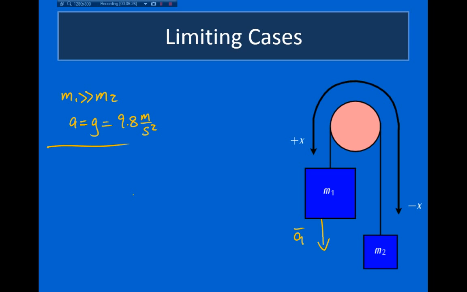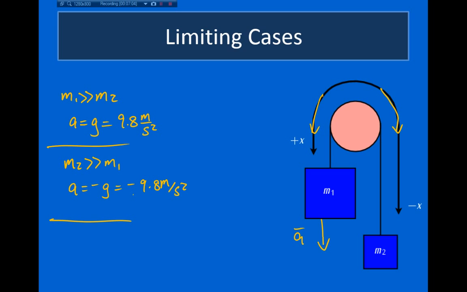A similar limiting case occurs when m2 is much, much bigger than m1. If m2 is much bigger than m1, we can ignore m1. We can just treat it like it's not there. So m2 is just in free fall. So if m2 is much, much bigger than m1, my acceleration is again going to be the acceleration due to gravity. And you'll notice I put a negative sign there. The reason I did that is because I'm considering this direction, when the mass moves like this, to be the positive direction, and I'm considering when the masses move like this to be the negative direction.